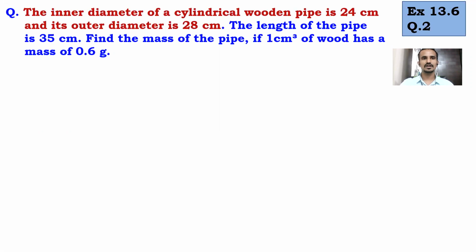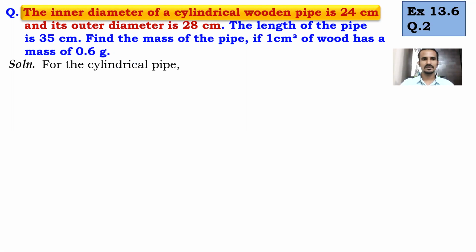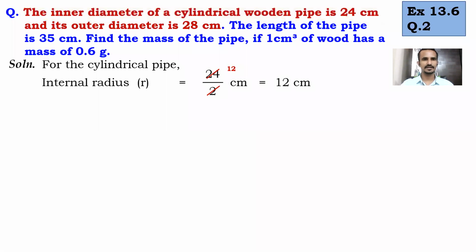The inner diameter is 24 and the outer diameter is 28. So we can find out the inner radius and outer radius. So let's do this calculation. For the cylindrical pipe, since the inner diameter is 24, inner radius will be 12. So we'll note down this. Inner radius, we use the small letter r. Inner radius will be 24 upon 2, that is 12 centimeters. That's the first thing we get, inner radius.